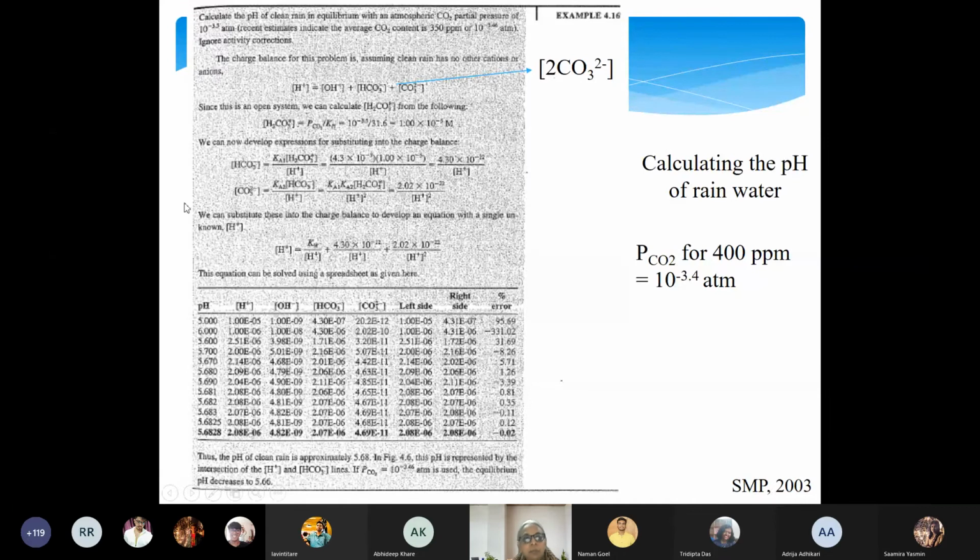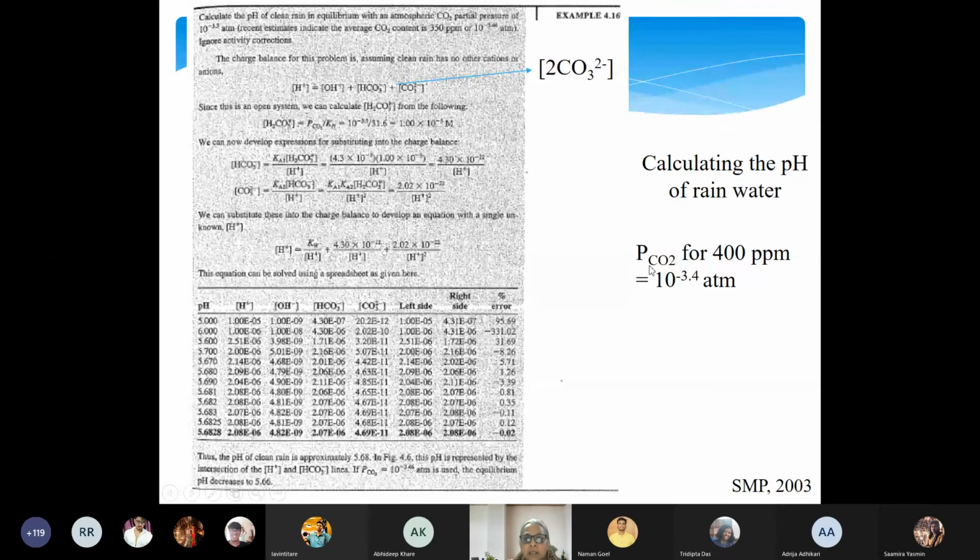So I've taken this directly from the book, and what is shown over here is an example of how you can calculate the pH of clean rainwater that is in equilibrium with atmospheric CO2. Now the atmospheric CO2 that they have assumed is 300, let me see whether that's, one second. Yeah, I think they've assumed 350 ppm, and we know that our current levels are far above 400 ppm. Okay, so let's solve for 400 ppm.